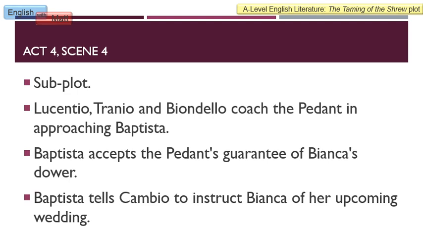Act 4, Scene 4, back to the subplot. This is all about the pedant pretending to be Vincentio approaching Baptista for Bianca's hand in marriage. Baptista accepts the pedant's guarantee of Bianca's dower, and Baptista tells Cambio to instruct Bianca of her upcoming wedding. Of course, he doesn't know that Cambio is actually the man that wants to marry his daughter. So again, he still isn't aware of the real situation. So Tranio's scheme to use the pedant has worked, because again, they've been able to play on Baptista's gullibility and get what they want relatively easily.